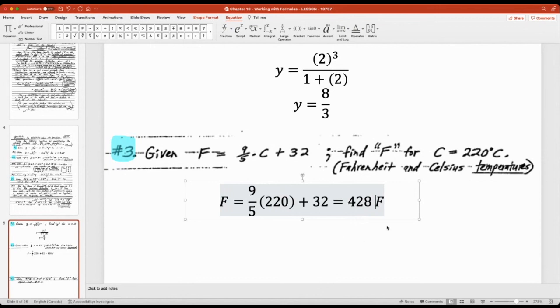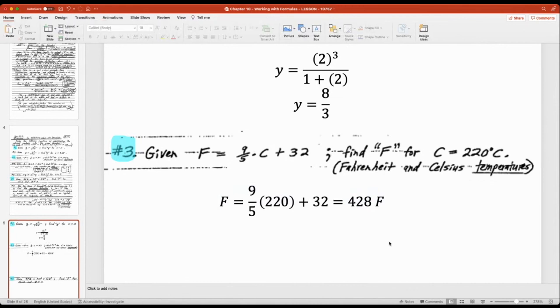Does anybody have 428 as well? Awesome, thank you. If you want to do this in your head, divide by 5 first, because that's all you do with Celsius to Fahrenheit.